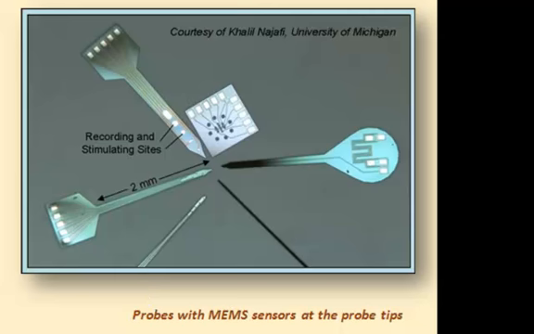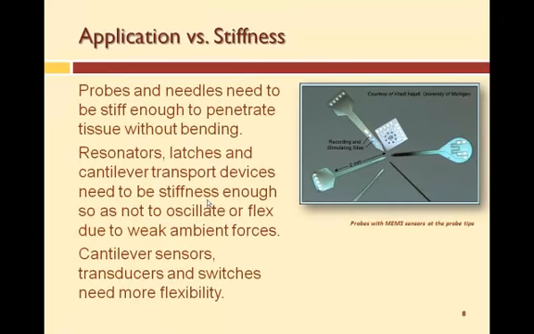So that's part of the design process, making sure that the stiffness is enough so that it's applicable to what you want to do with it. So sensors, for example, cantilever sensors tend to be very flexible. And switches have to be flexible so you can turn them on and off. But if you're making a needle array, you probably want them stiffer. You don't want them bending. You want them to penetrate. Okay?